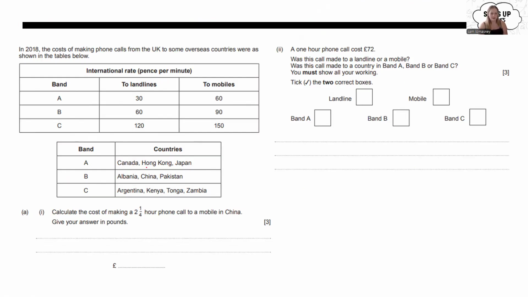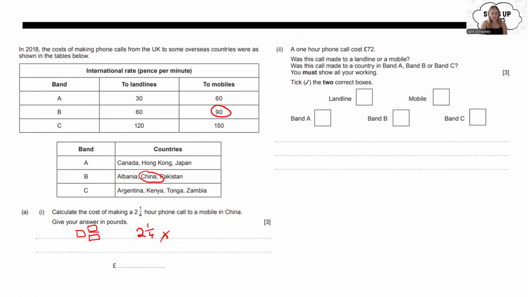So China first, let's look at it. It's in band B. Okay, so China, band B, and we're looking at a mobile. So we know it's going to be 90 pence per minute. We've currently got it in hours. So the first thing I want you to do, you've got two options. You can either use your fraction button, and I recommend if you use your fraction button in your exam, you want this one for that.